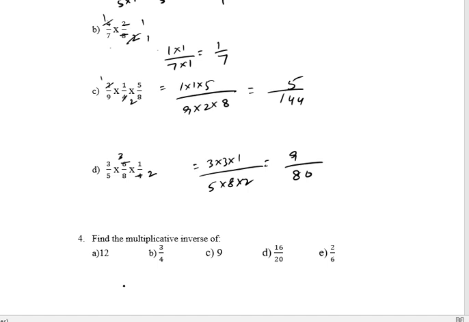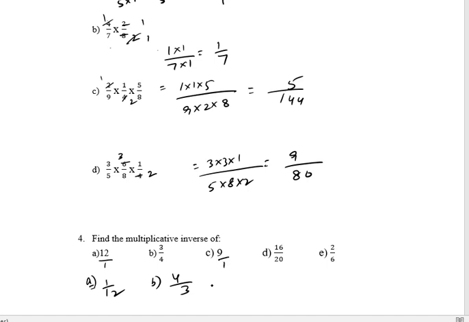Now what is multiplicative inverse of any number? The multiplicative inverse of any number is numerator will become denominator and denominator will become numerator. That is called multiplicative inverse. So if it is 12, we can simply write 12 upon 1, so it will become what? 1 upon 12. The B part will become 4 upon 3, means we have to simply reverse.